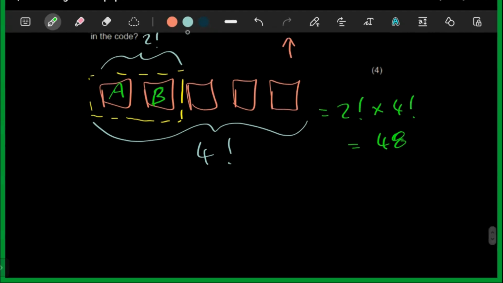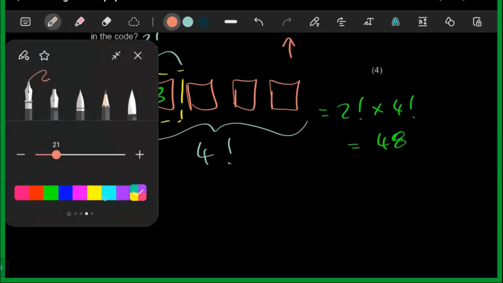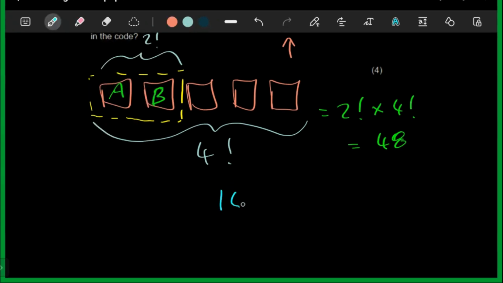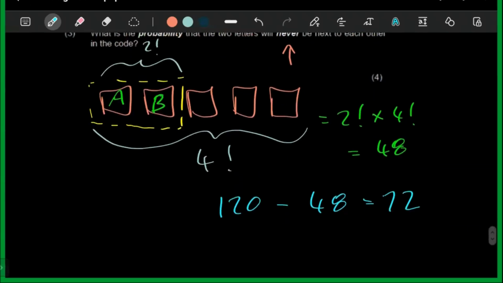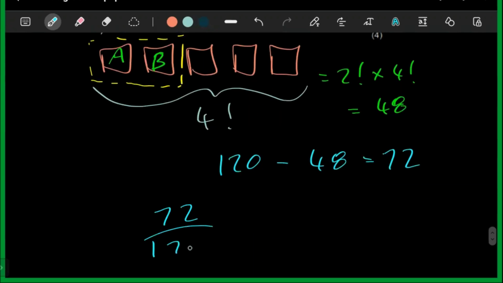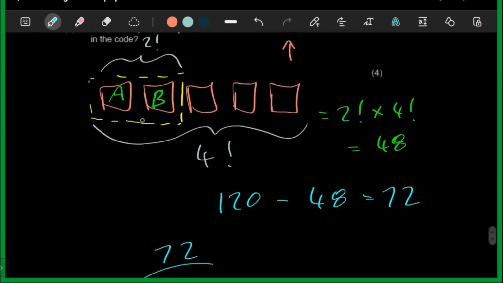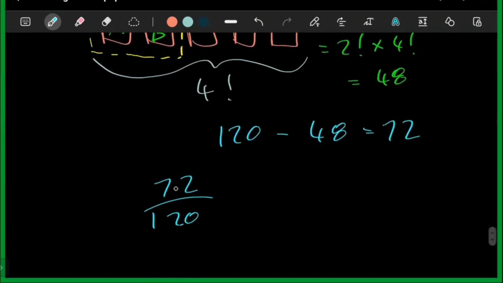You see? So now to get the number of arrangements where the A and the B are not next to each other, you're going to say 120 minus 48. I think you're going to get 72. Yeah. So now you know that the number of arrangements where they are never together is 72 options out of a total of 120. So this is the probability that you get A and B never together, because it's 72 options over a total of 120. This simplified is just 0.6.